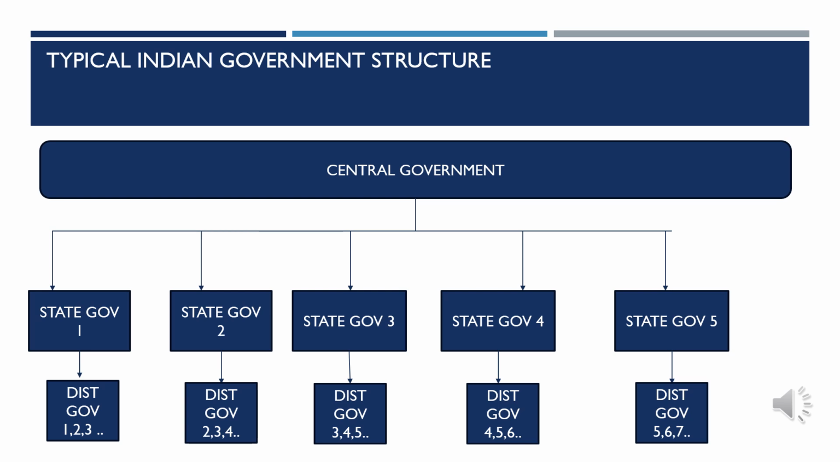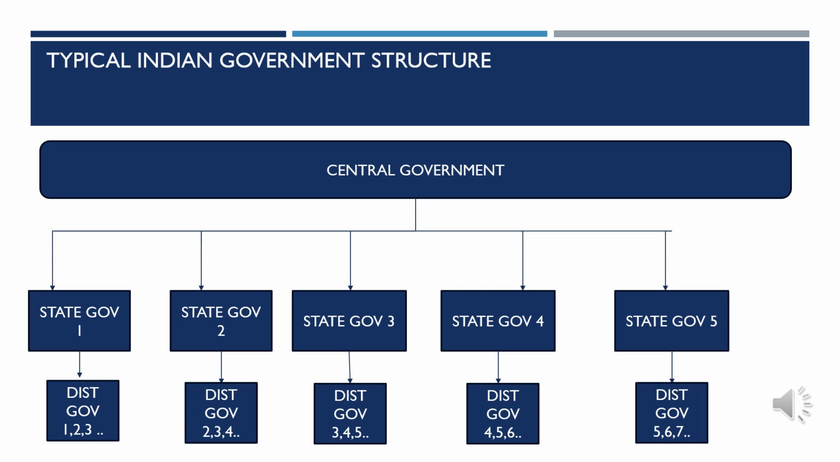Now, if you look at the typical Indian government structure, we have a central government which is currently led by Modi ji, and there are separate state governments. So you may have state government 1, state government 2, state government 3, state government 4 and so on, and below each state government there is a district level governance. So the central government is like the Mahadasha Lord and the state governments represent the Antardasha Lords.